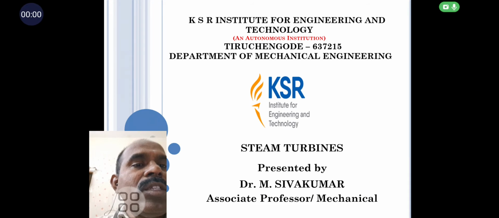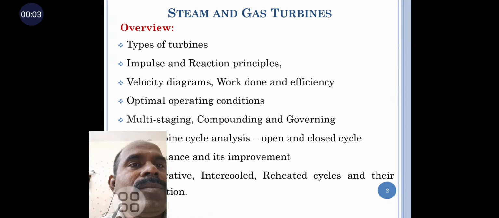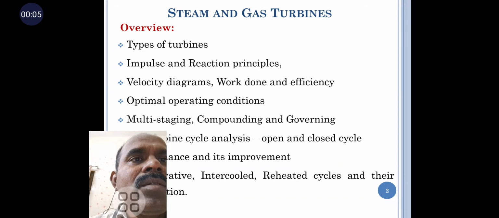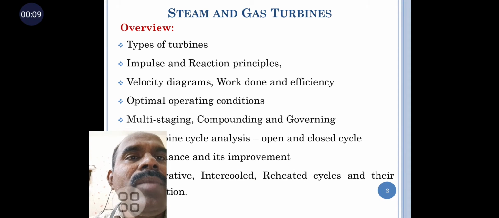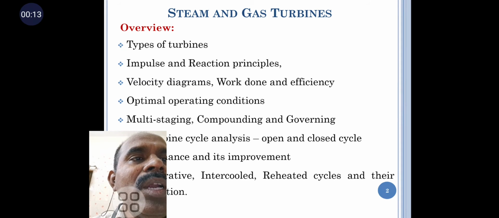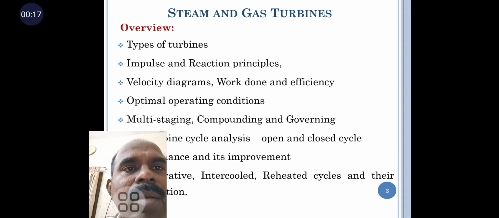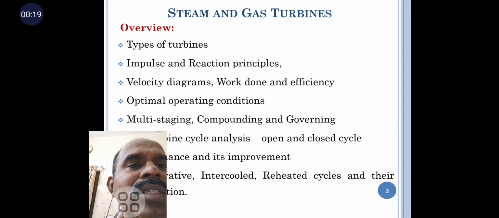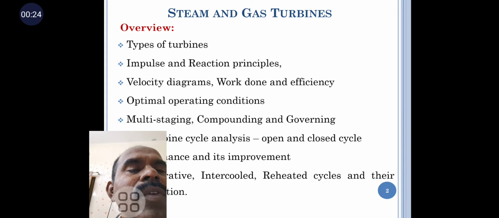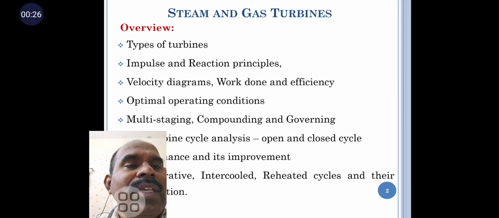Now we will discuss steam turbines. In this steam turbine topic, we will discuss the types of turbines, impulse and reaction principles, velocity diagram, work done and efficiency, optimal operating conditions, multi-stage compounding, multi-staging and compounding, and governing. These details we will discuss in today's presentation.